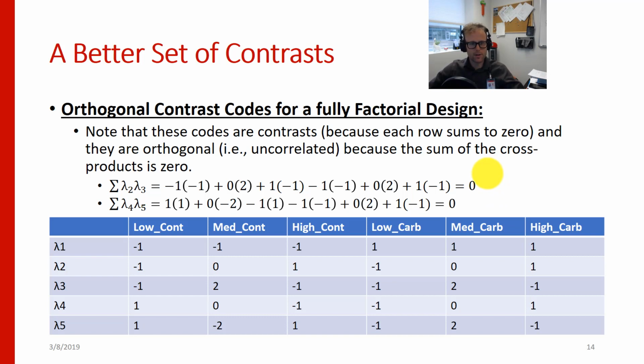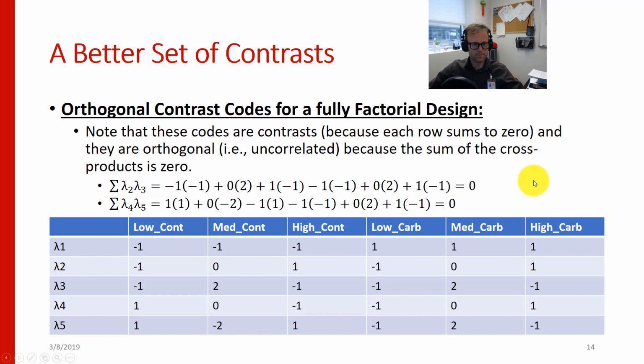Now, we have to also check to make sure that these are orthogonal contrasts, right? So you can note that these are contrasts because if we sum each row across the columns, it's going to be 0. And these are orthogonal, which is to say they are uncorrelated, because the sum of the cross products is 0. And again, we can just pull out some of the cross products here. So for instance, lambda 2 times lambda 3, right? If we take the cross products, multiplying each of those terms, add them all up, that sums to 0. Lambda 4 times lambda 5, multiply each of those terms, add them all up, and then that's going to sum to 0. We don't need to do this for lambda 1, of course, because for diet, there's only one level.